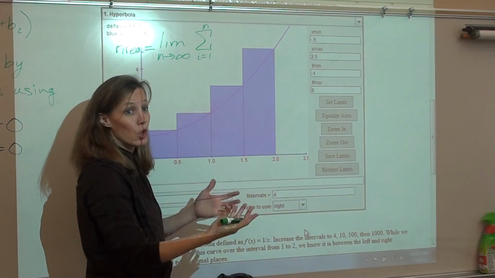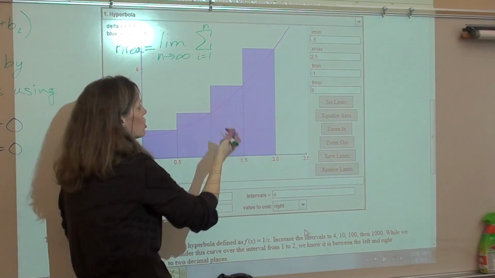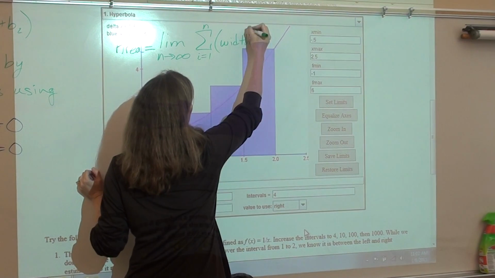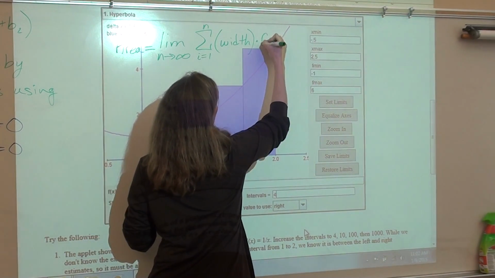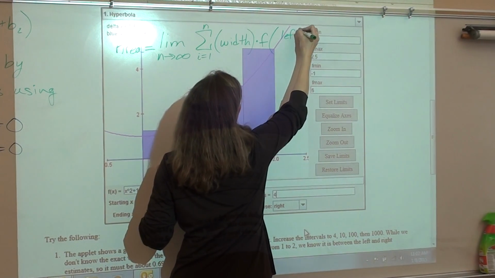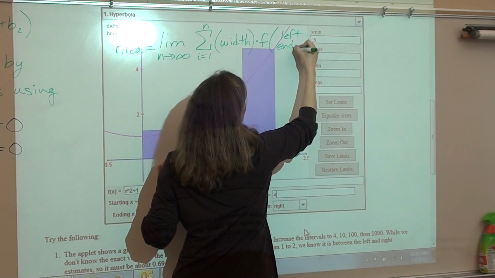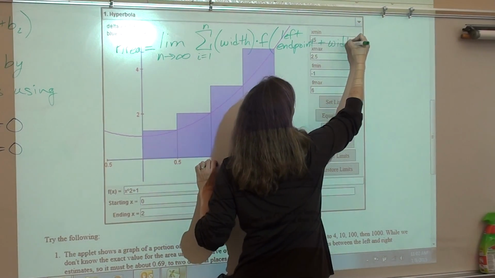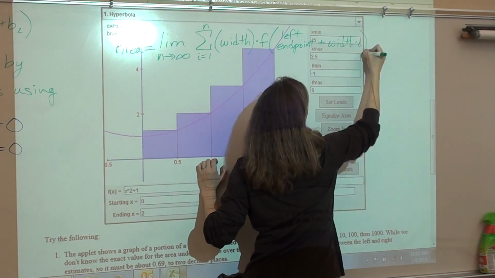I'm going to write it in words, not symbols, and then I can show you symbols if you want to know symbols. But each rectangle is width times a height. The height is plugging into the function. So it's the left endpoint plus the width times i.